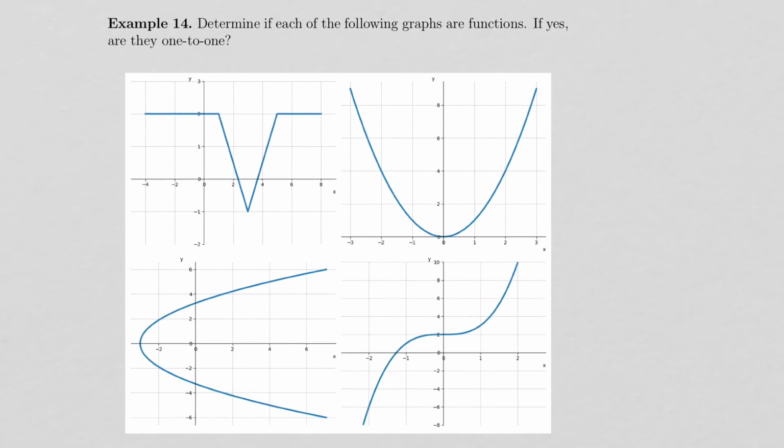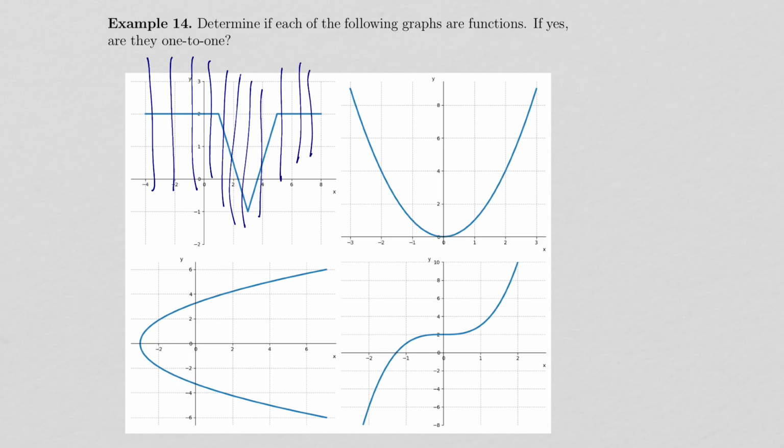Okay, I want to determine whether these graphs are functions, and then if they are functions, are they one-to-one functions? So let's look at the one on the upper left. First of all, does it pass the vertical line test? If I draw a bunch of vertical lines, do they just intersect once? Yeah. So this is definitely a function.